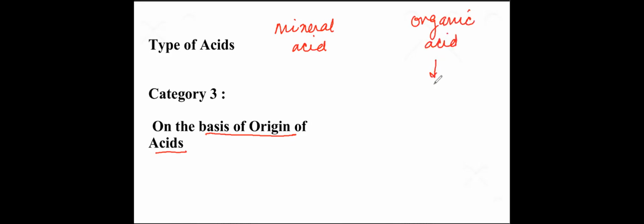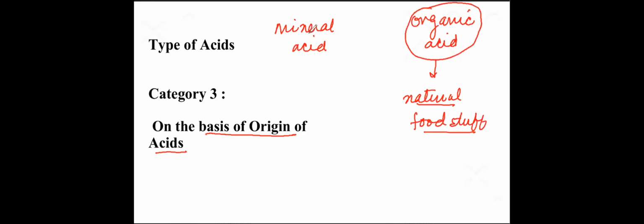The third category is on the basis of the origin of an acid, right? So we have the mineral acids, and we have the organic acids. Organic acids are basically originated from the food stuff, okay? They originate from natural stuff, you can say food stuff or natural stuff. They are not basically manufactured in the industry, right? So those acids are basically known as organic acids. But the mineral acids, you have to manufacture them, right?